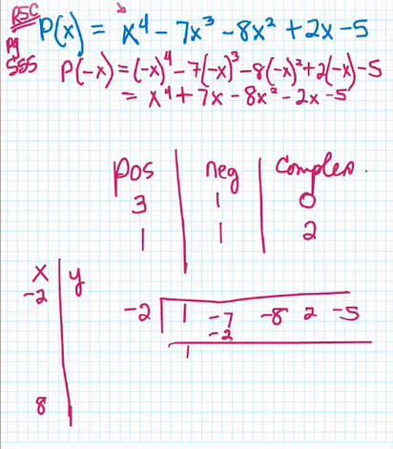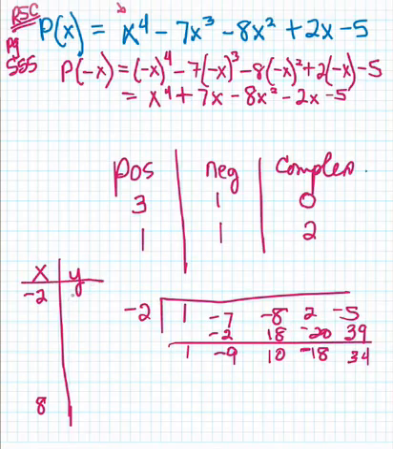I get negative 2, negative 9, positive 18, 10, negative 20, 8, negative 18, and then positive 39, and so what do I get here? Something like 34. So when x is negative 2, P of negative 2 is going to be 34, but I can also see that the signs are alternating: positive, negative, positive, negative.